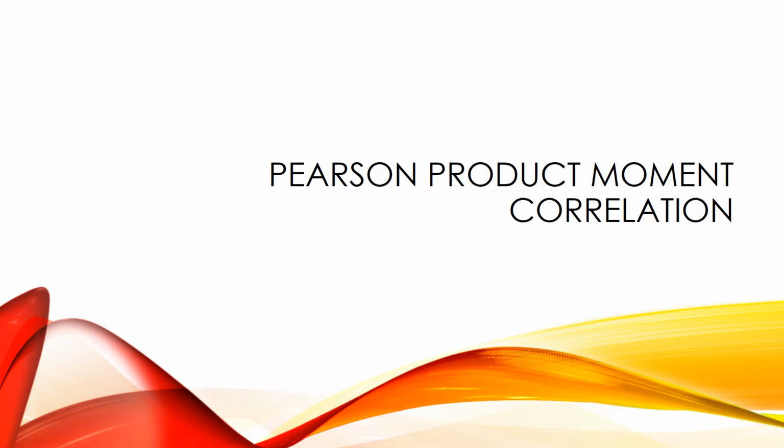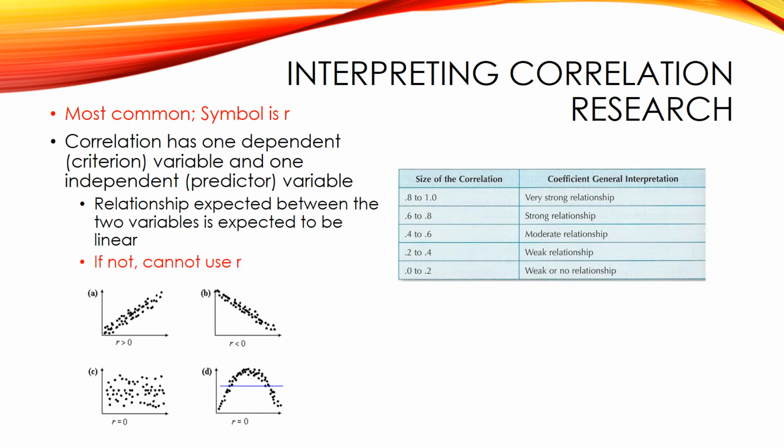Now the one that is most often used as far as correlation, the statistic, is usually the Pearson product moment correlation. The symbol for the Pearson product moment correlation is a lowercase r. And it's basically the correlation of one dependent criterion variable and one independent criterion variable. So a relationship is expected between two variables, and in this situation it is linear.